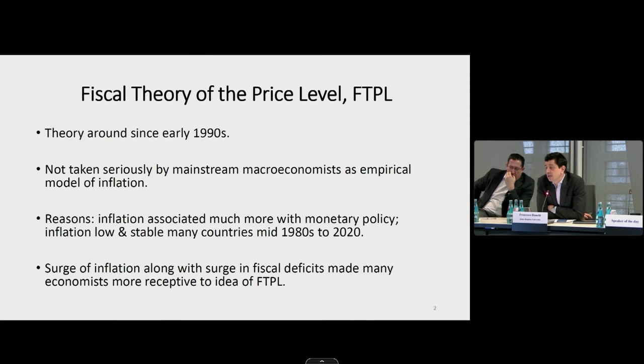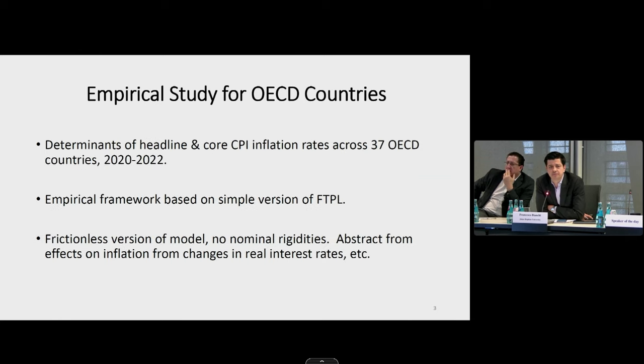However, the post-pandemic inflation associated with this large increase in deficits led some macroeconomists to look a bit more closely at the fiscal theory of price level. And one of them is Robert, and that's how we got to work together. So in particular, what we're going to do in this paper is to think about the cross-sectional evidence on 37 OECD countries over the period 2020-2022, so really in the aftermath of the pandemic.